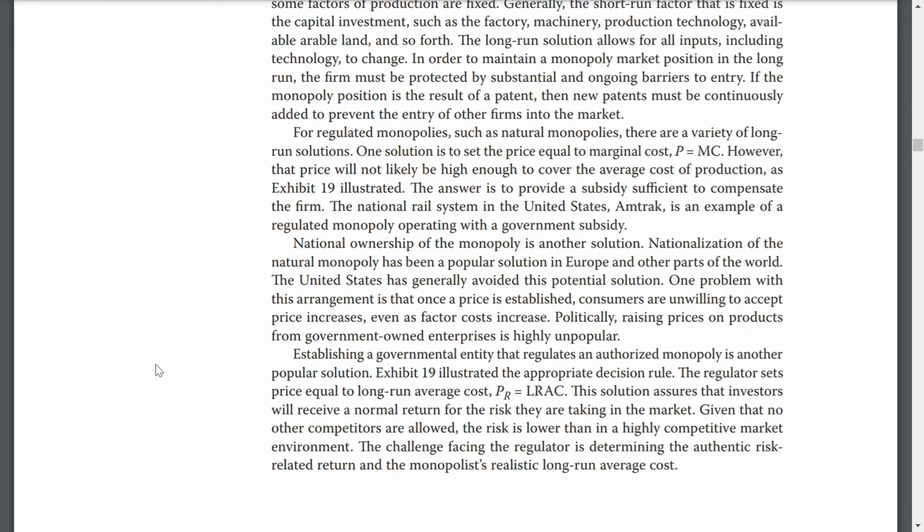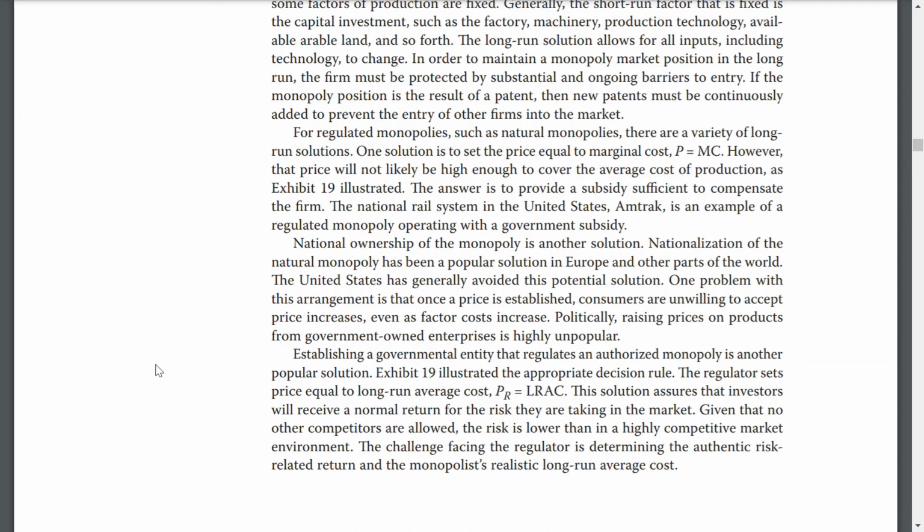One problem has been the arrangements is that once a price is established, consumers are unwilling to accept price increases, even as factor costs increase. Politically, rising prices on products from government-owned enterprises is highly unpopular.